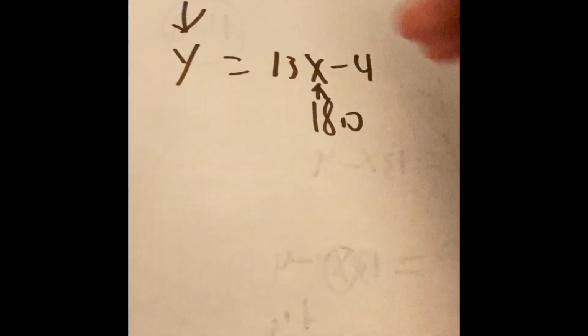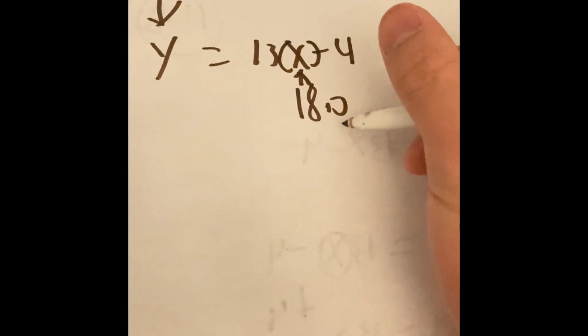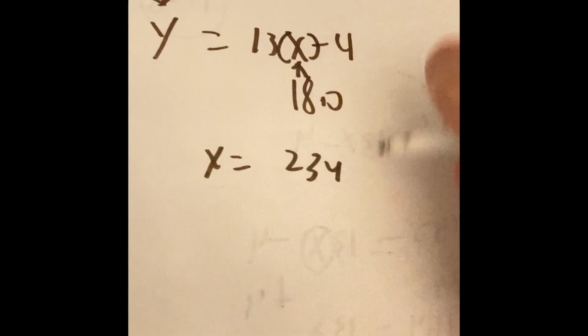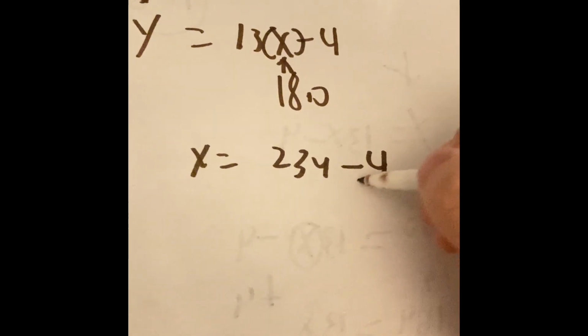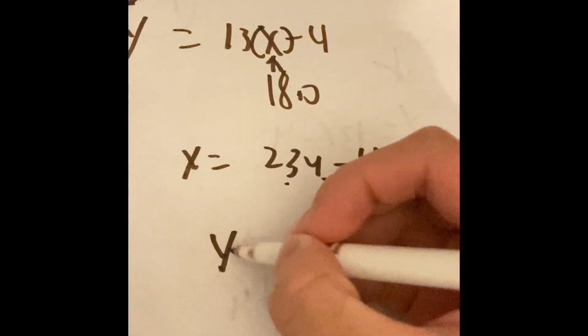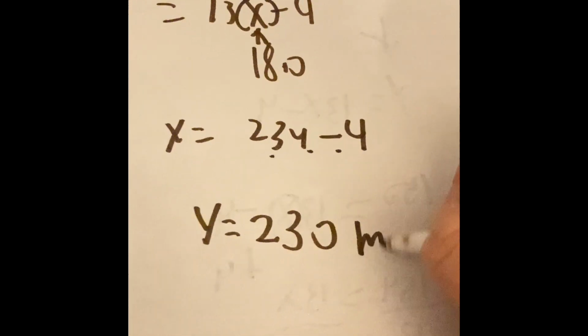Now we have to find out what y represents. So we have 13 multiplied by our x, which is 18. We get 234. But then we have minus 4. So when we subtract 4 from 234, we get an answer of y equals 230 miles per hour.